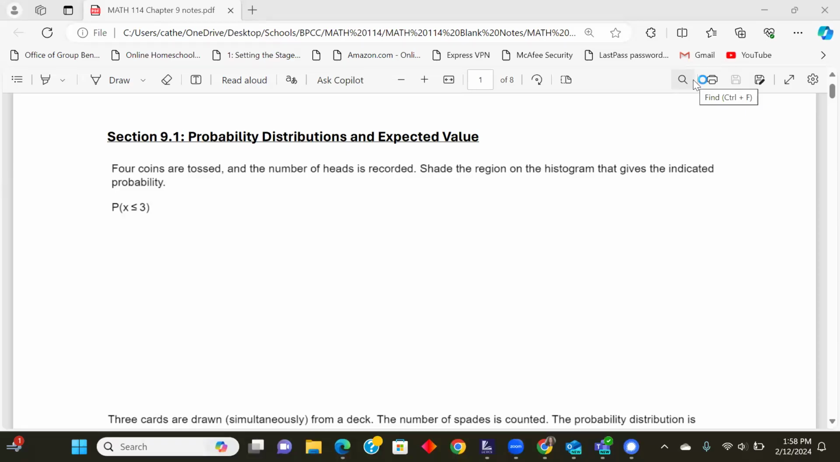This is section 9.1, probability distributions and expected value. We are going to be using our calculator for this.